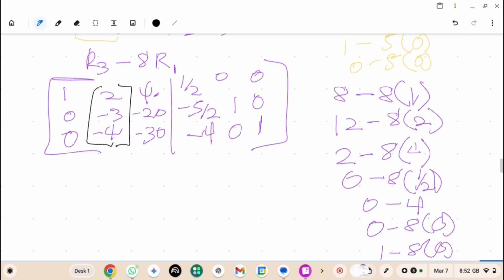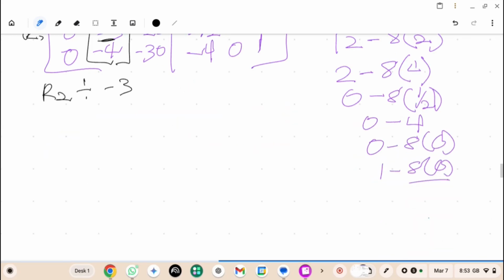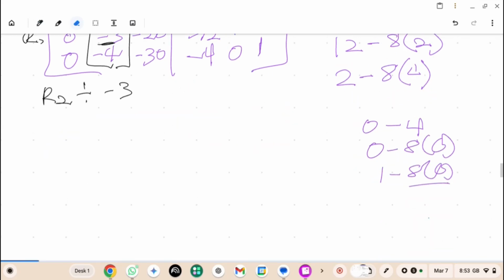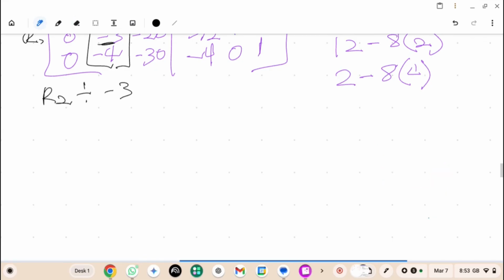So first of all, let's work on the 1. Let's work on that one first, which means we are going to work on this negative 3. And that negative 3 is found on row 2. So we say our row 2. And then we are changing this negative 3 to 1. And we said if you want to change a number to 1, you just divide by that number. So we say row 2 divided by negative 3. And this is going to affect all of row 2.